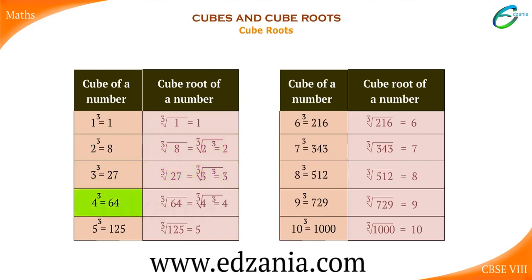The cube of 4 is 64. The cube root of 64 is cube root of 4 cube, which is nothing but 4. The cube of 5 is 125. The cube root of 125 is 5. The cube of 6 is 216. The cube root of 216 is 6. Similarly, for 7, 8, 9 also, it is the reverse process of cube and cube root.